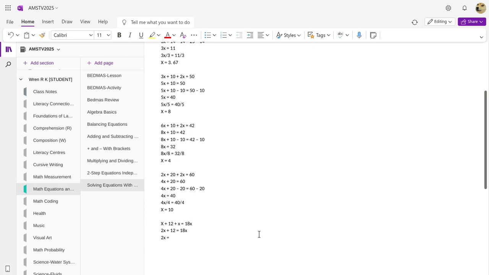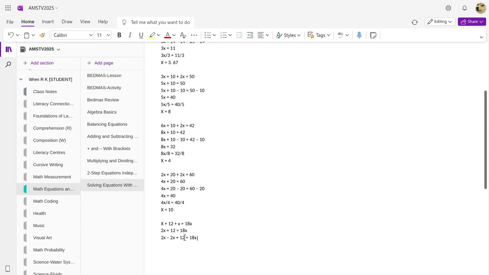Okay, what can I now get rid of on the left? The 2x. So what am I left with on the left? I've got 12. I'm not really understanding it. I had 18x, 18 cookies. I took away 2 cookies. How many cookies? 16 cookies. So 18 minus 2 is 16.